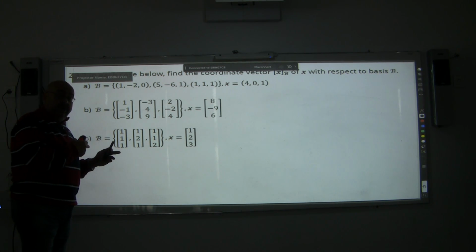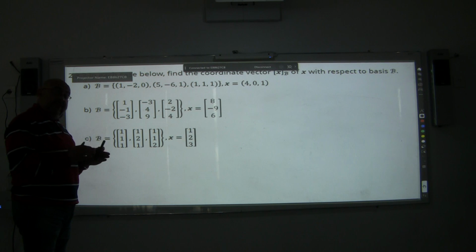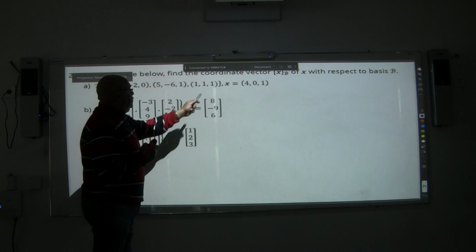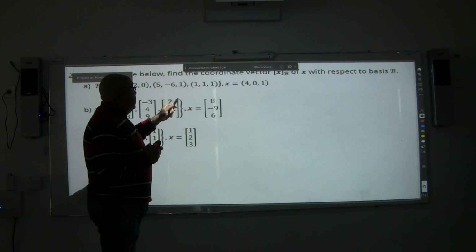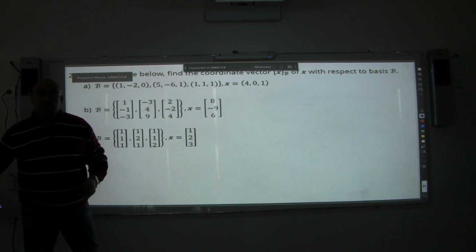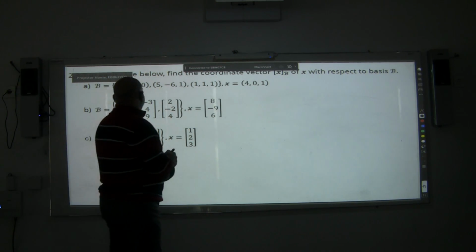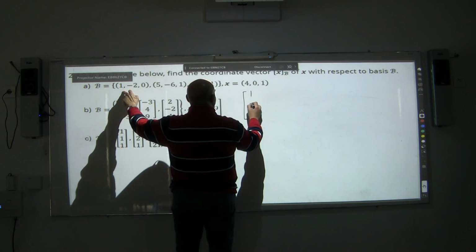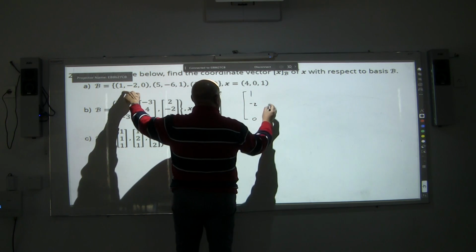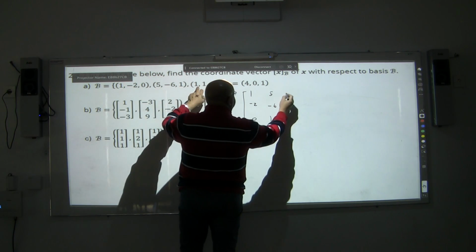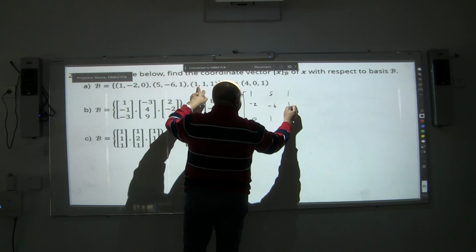So in the previous one, you had the coordinates, you had the vector. Now I'm giving you the vector and the basis, and I'm asking you about the coordinates. So simply, if I want to solve the first problem, I can form simply 1, -2, and 0, and then 5, -6, and 1, and then triple ones. This is triple ones.